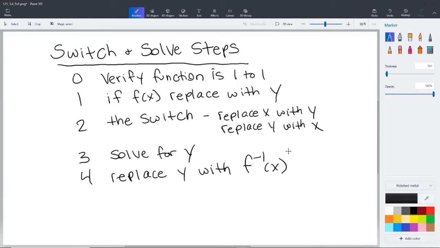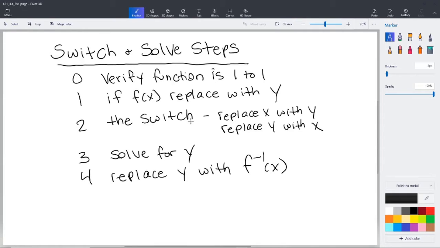So what if we are not given two equations and asked if they are inverses of each other? We're just given one equation and told to find the inverse of this equation. Well, there's a four-step method we're going to use here. It's called the switch and solve method. So here are the switch and solve steps.